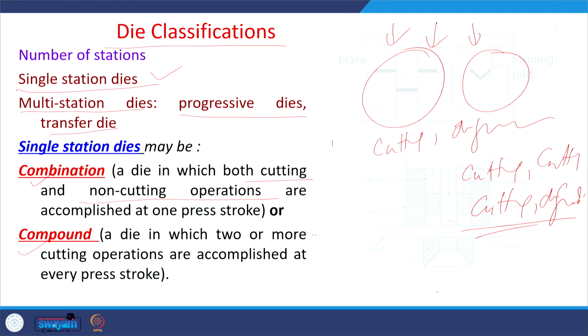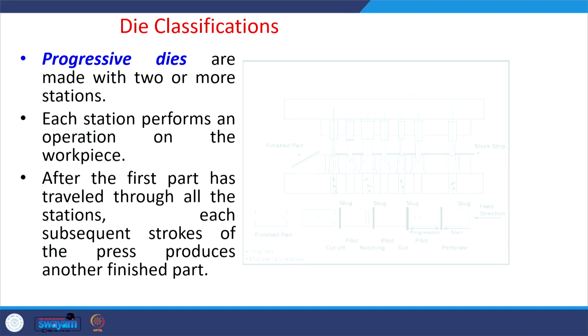A compound die is one in which two or more cutting operations are accomplished in every stroke of the press. In the case of a compound die, like say blanking and punching, both are clubbed in one stroke of the ram. Progressive dies are made with two or more stations. Each station performs an operation on the workpiece, and after the first part has travelled through all stations, each subsequent stroke of the press produces a finished part.